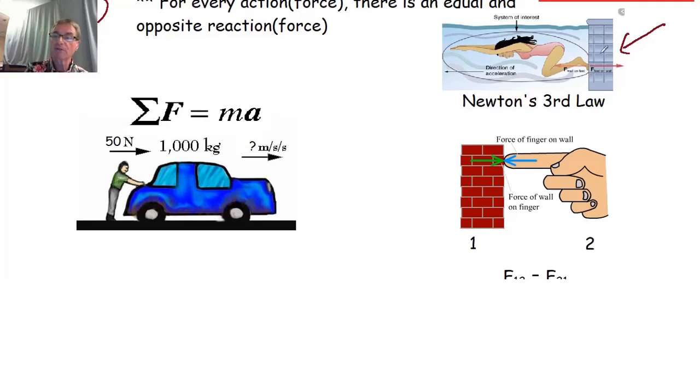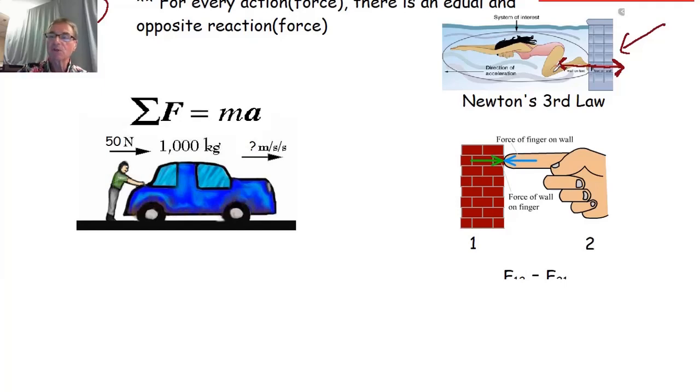Well, the swimmer's feet are applying a force to the wall. The feet are pushing on the wall. What's the wall going to do? The wall is going to push back on the swimmer's feet. Why does the swimmer then move to the left? Because the wall has applied a force to the swimmer's feet.